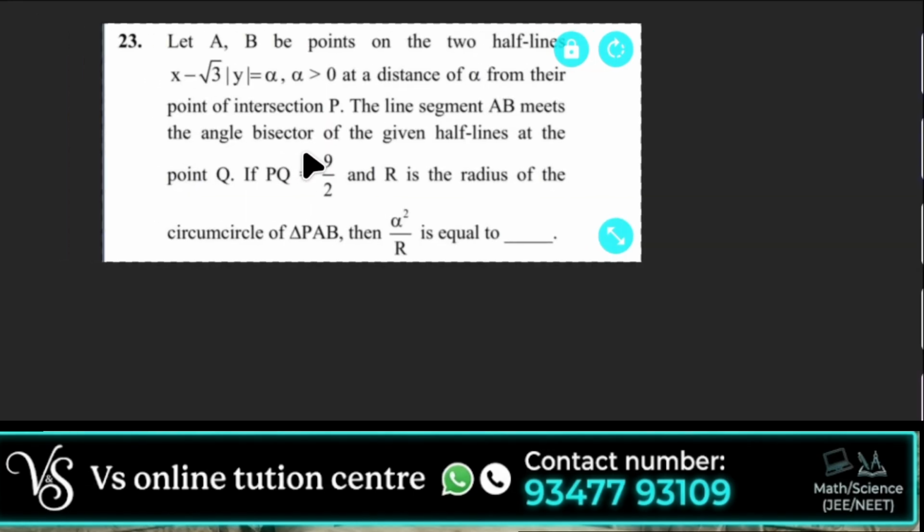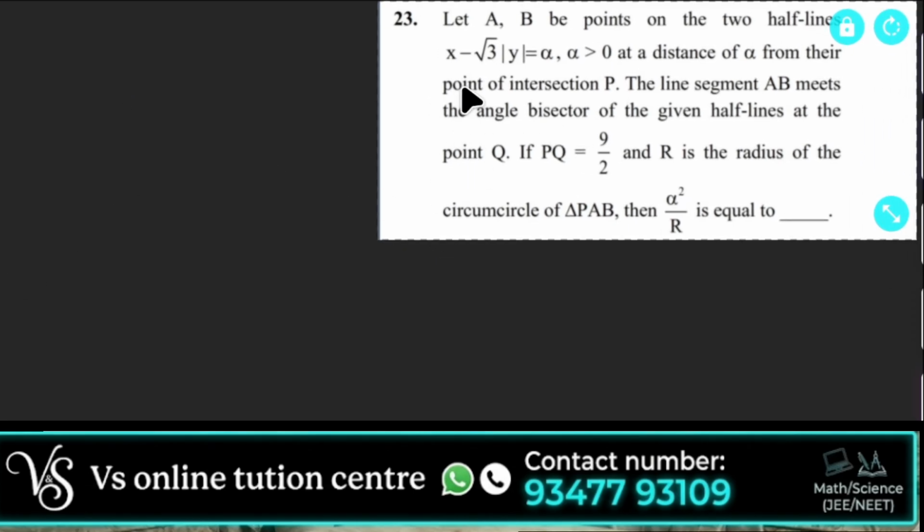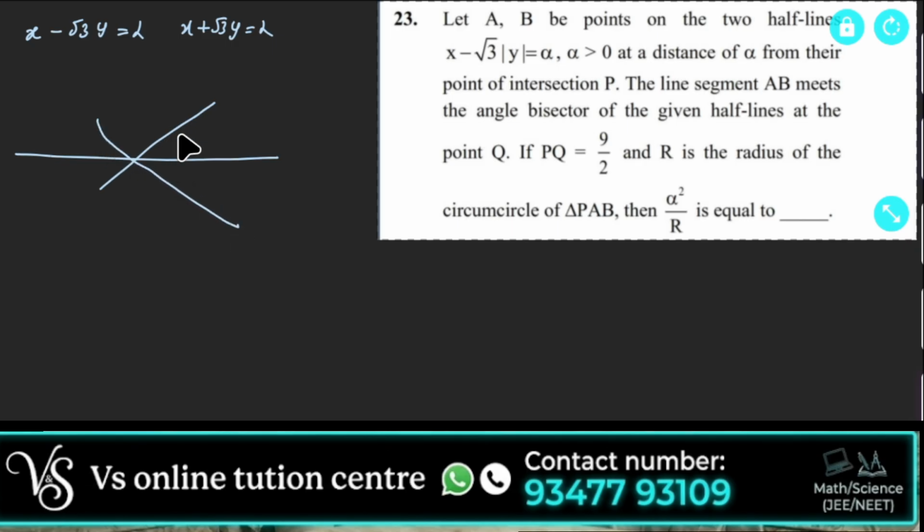Here, let A, B be 2 points on the half lines x minus root 3y is equal to alpha. The equation x minus root 3y is equal to alpha is one line, and x plus root 3y is equal to alpha is the second line. So these are two lines.